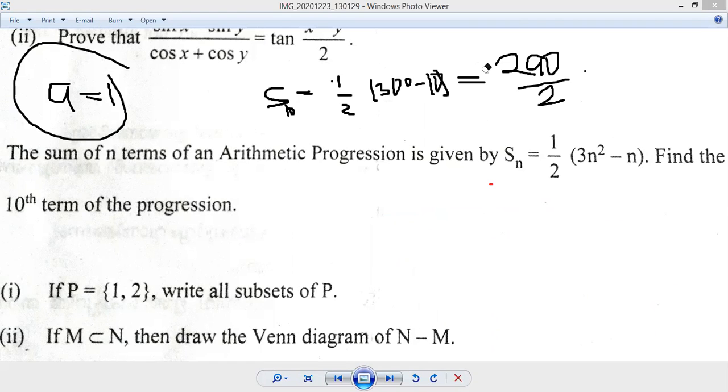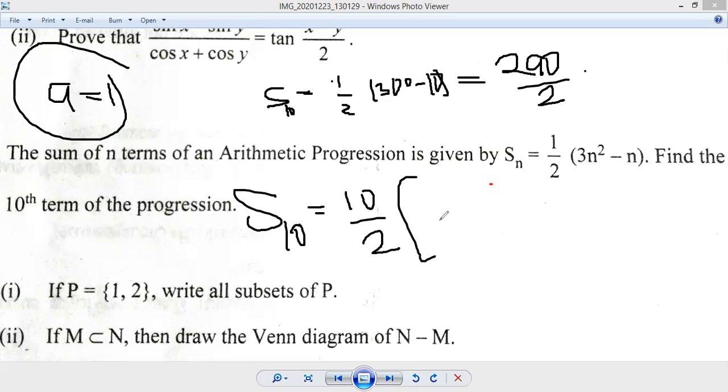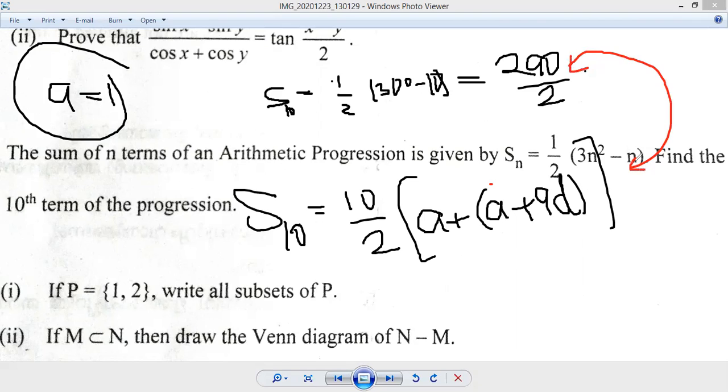Now we can use the equation: sum of n terms is equal to n by 2 into first term plus last term. Here n is 10, so I can write 10 by 2 into first term a plus the last term, which is the 10th term, right? The 10th term we can write as a plus 9 times the common difference d. We can also write the sum of n terms as n by 2 into 2a plus n minus 1 into d. This we can equate with the first formula.